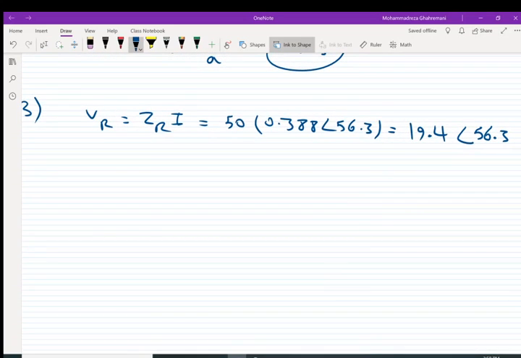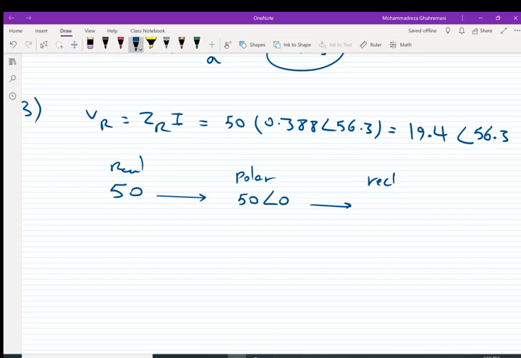Okay, before moving to the next element, which is the inductor, let me tell you one thing. Any real number, like 50, if we want to convert it to a complex number, for the polar form, we can show it with the same magnitude with the angle of 0. And for rectangular form, we can show the real part plus j0. So any real number can be written in these two forms.